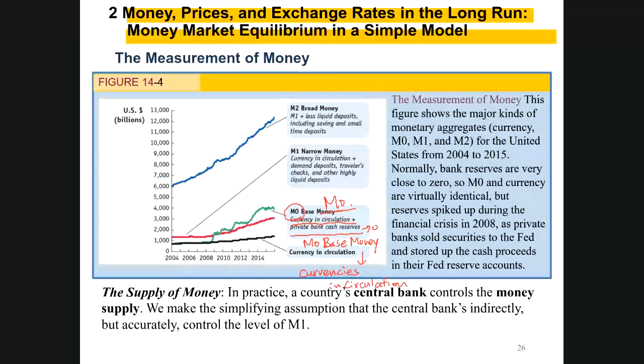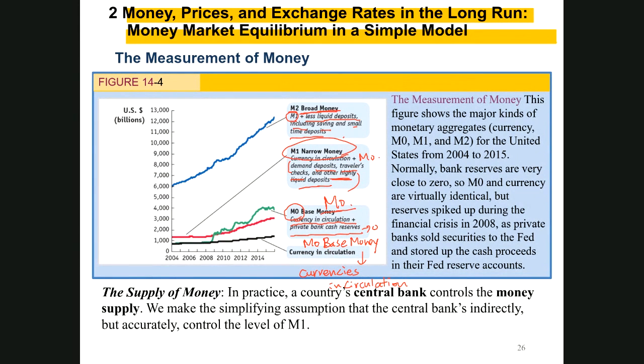M1 is just M0 plus demand deposits, traveler's checks, and other highly liquid deposits. And M2 is the broadest definition of money. It's equal to M1 plus less liquid deposits, including savings and small time deposits.